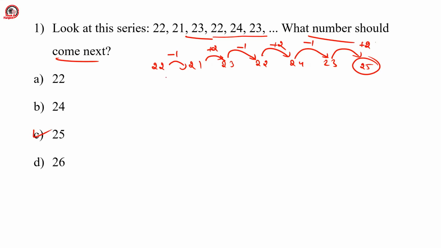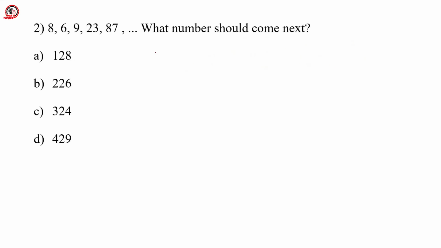All right. Now, we'll move on to the second question. The second question is also similar to the first one, but with a higher difficulty level than the previous one that we have already solved. So the question goes something like this. We are given 8, 6, 9, 23, and 87. Now they are asking what number should come next, right?